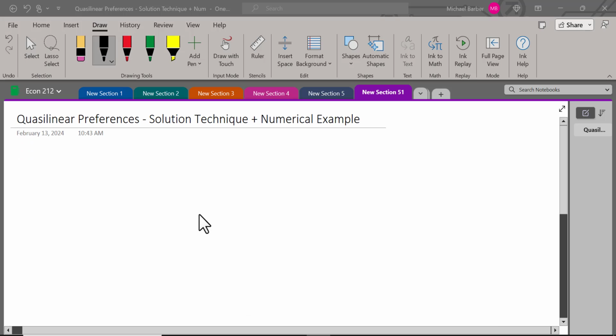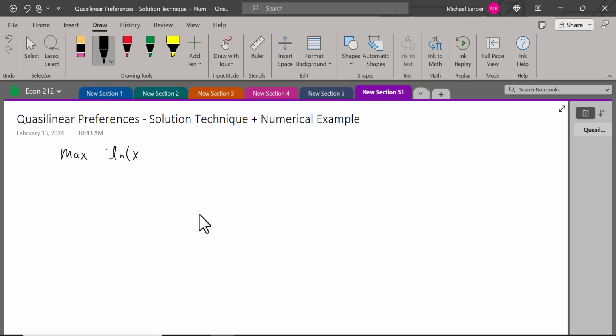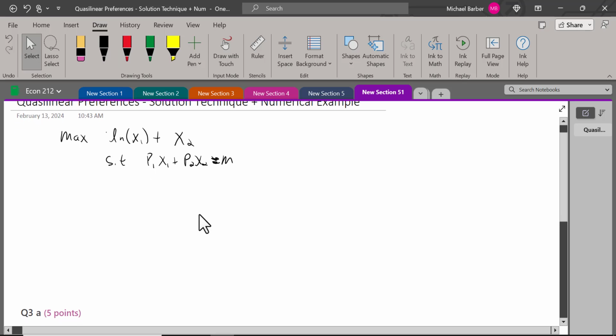All right, so remember these utility functions are kind of like max, whatever your utility function is, for example, ln x1 plus x2 subject to p1 x1 plus p2 x2 equals m. So it's quasi-linear. It's linear in x2 here and non-linear in x1. It could be linear in x1 and non-linear in x2, but being linear in one of the goods and non-linear in the other is kind of the hallmark of these ones.